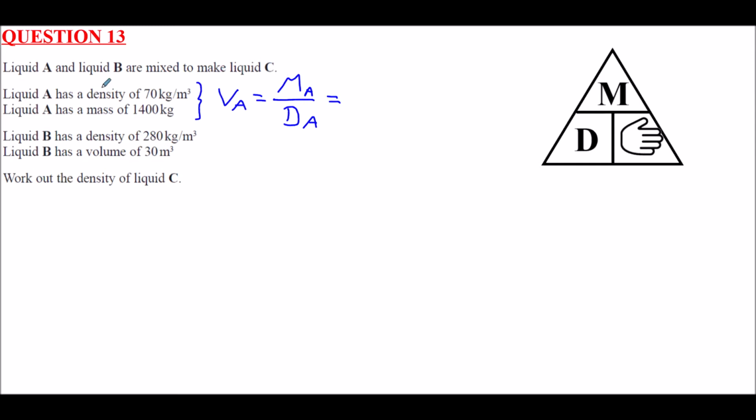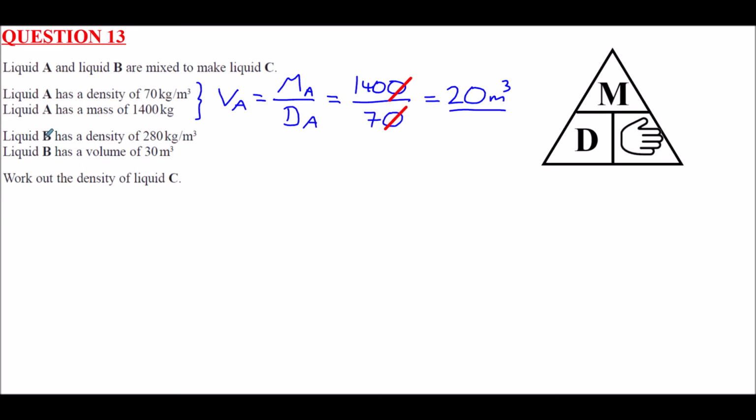So the mass of liquid A is 1400 kilograms. The density is 70, so we need to do 1400 divided by 70. Both numbers end in 0, so we can cancel those off. So it's the same as 140 divided by 7. Well, 14 divided by 7 is 2, therefore 140 divided by 7 is 20. So the volume of A is 20 cubic meters.